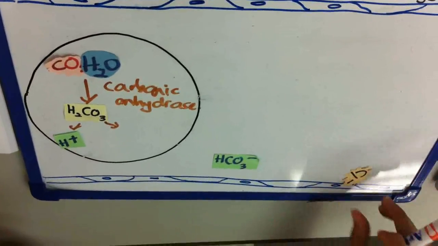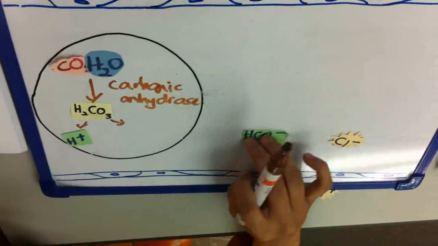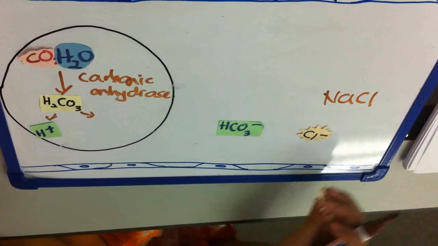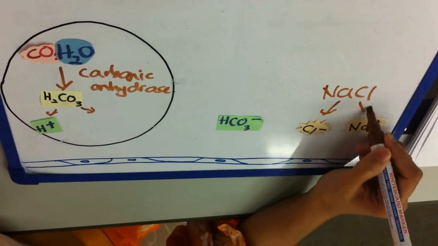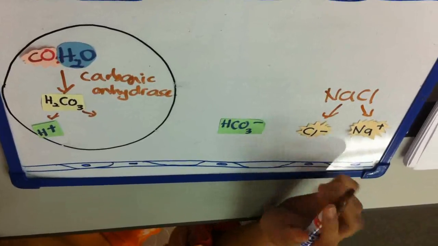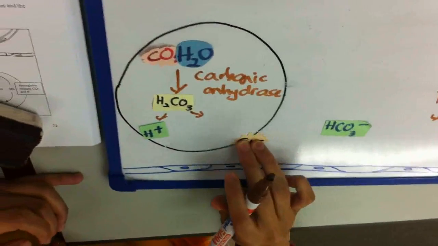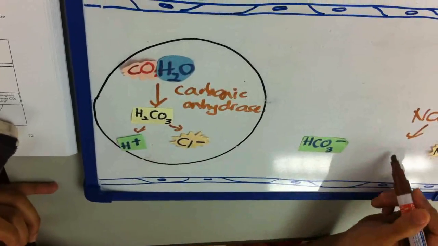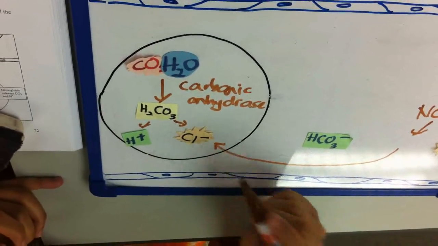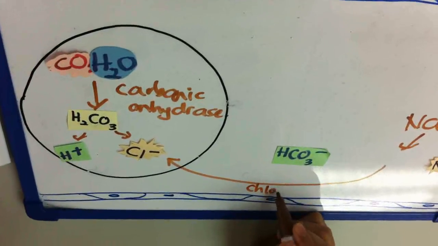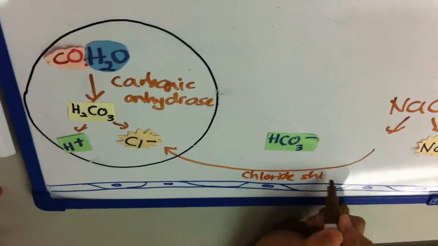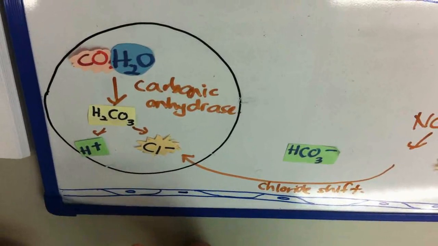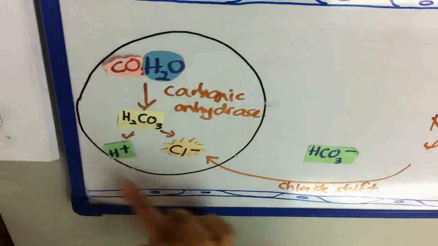The Cl minus here. But where does this Cl minus come from? It comes from sodium chloride in our bloodstream. So this sodium chloride will dissociate to become sodium ion and also chloride ion. This chloride ion will shift into the red blood cell to neutralize the electrochemical charge. This shift of the chloride ion is called the chloride shift. This is very important to neutralize the electrochemical charge inside the red blood cell.